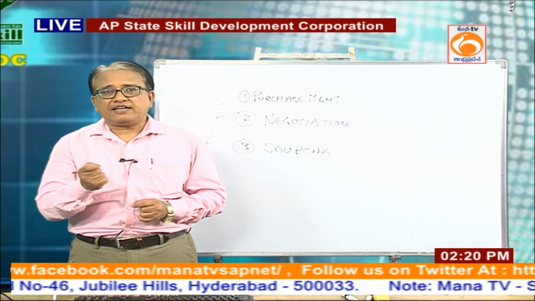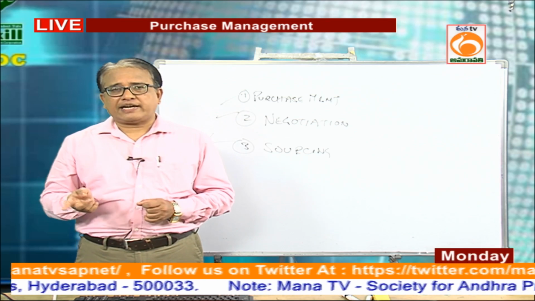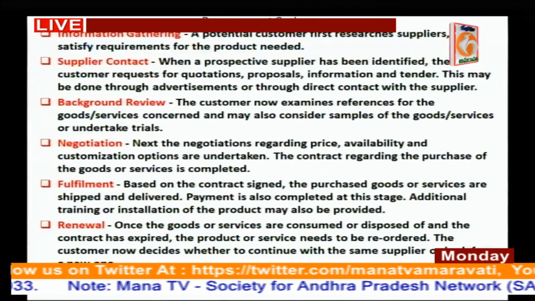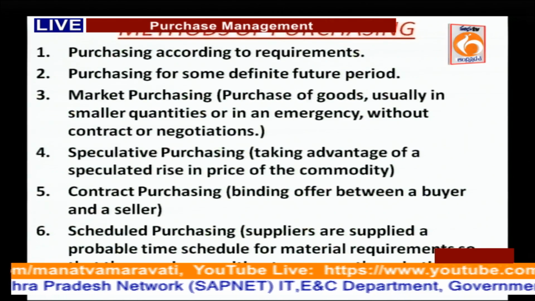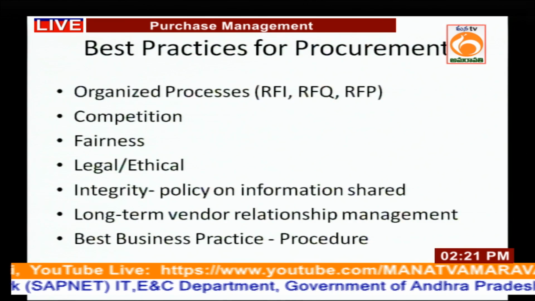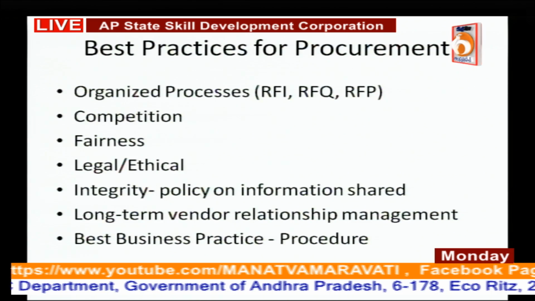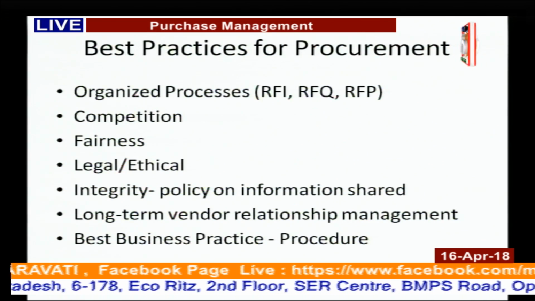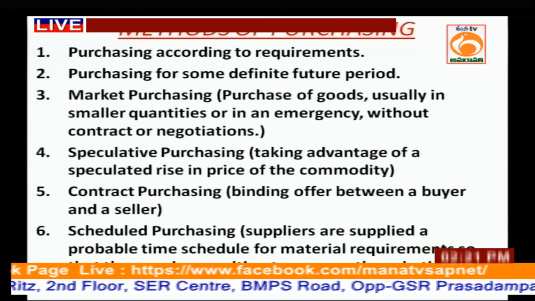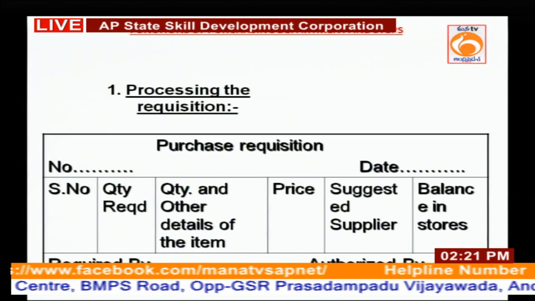These slides are connected to each other. This particular slide on methods or process is connected to the previous slide. If you remember, if you go to the previous slide which says best business practices and organized processes, the first one RFI, RFQ, RFP, etc. Let us go to the next slide.